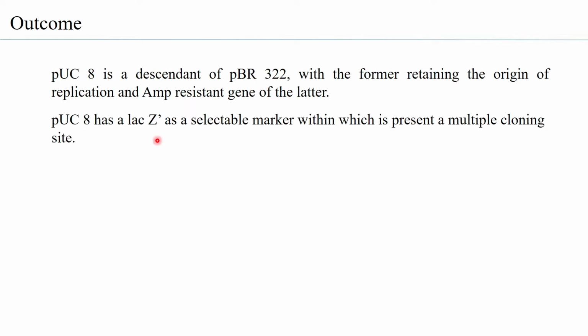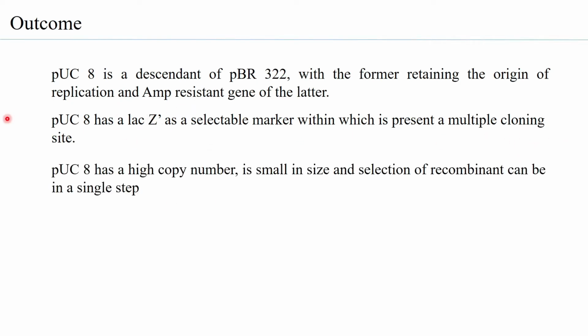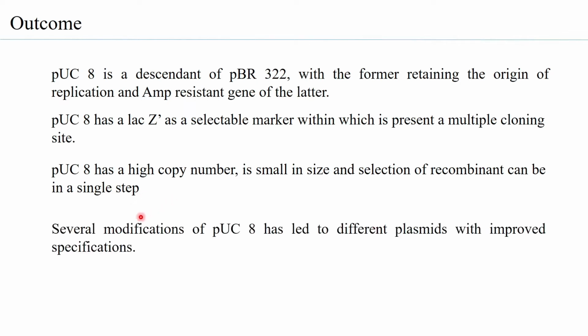pUC8 has a lacZ prime gene as a selectable marker, and within the lacZ prime is present a multiple cloning site. pUC8 has a high copy number, is small in size, and selection of recombinants can be carried out in a single step. This is a very attractive prospect. Several modifications of pUC8 have led to a different set of plasmids with improved specifications.